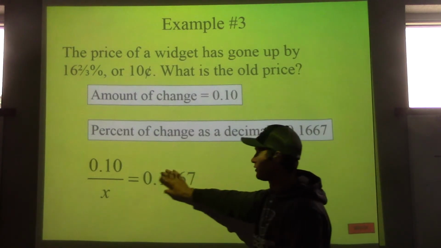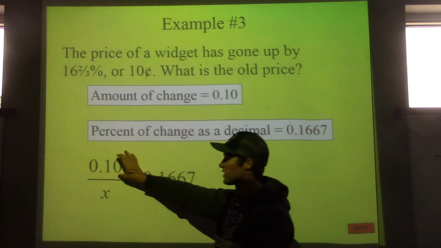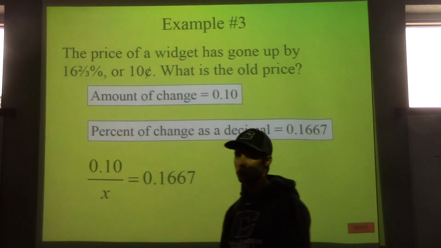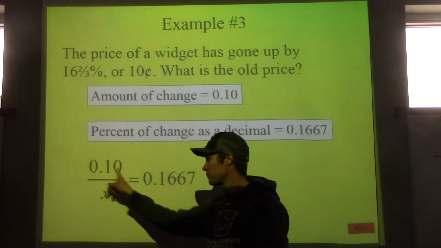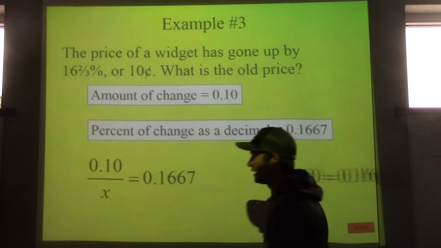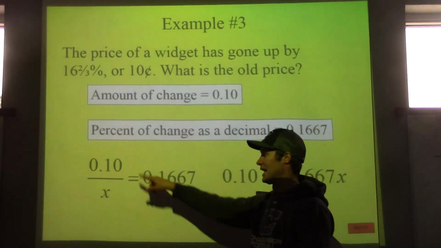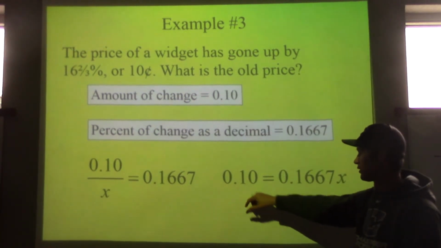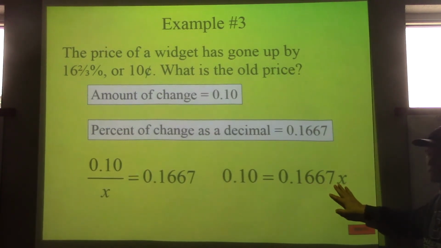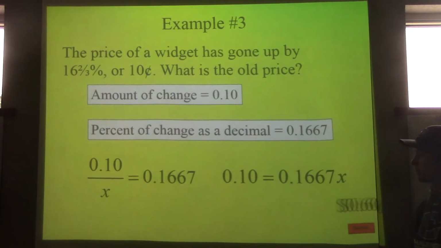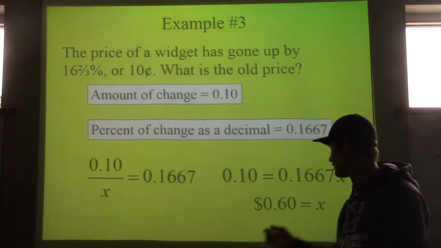So when we go ahead and write, here's our percent. We converted it to a decimal. We know the change, 10 cents. We want to know the original amount. So now, if this is over 1, we could cross multiply. This is a proportion. Cross multiply and solve. So this is over 1, so 0.10 times 1 is 0.10. 0.1667 times x is 0.166 times x. So we have to divide, and when we divide, it's about 60 cents. So originally, the widget cost 60 cents.